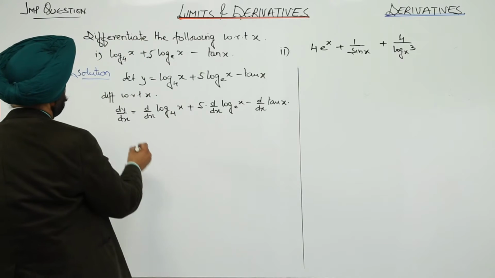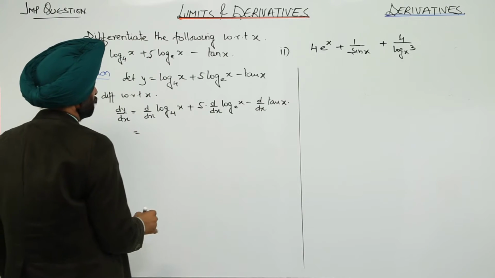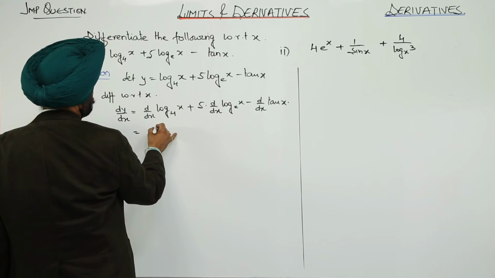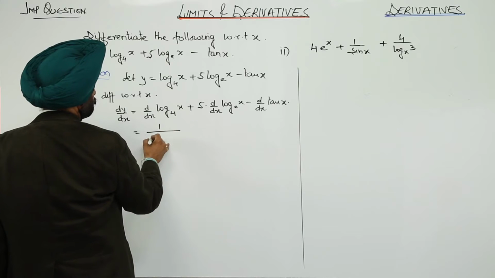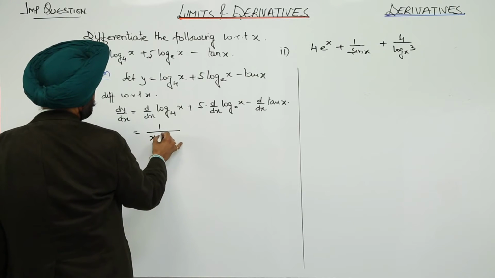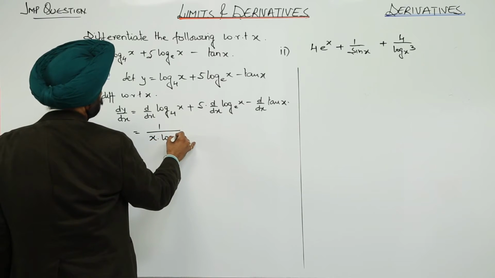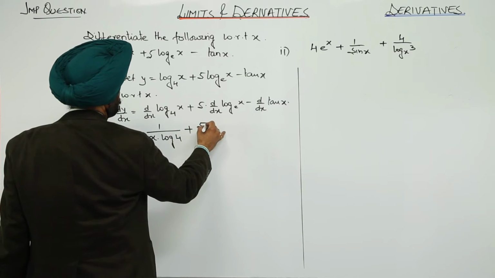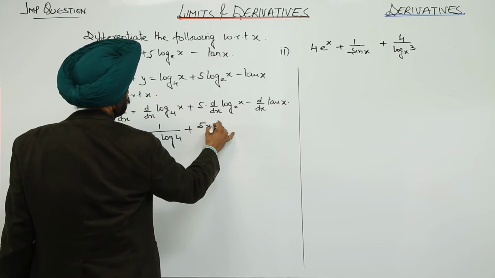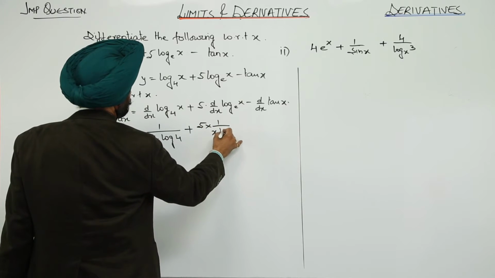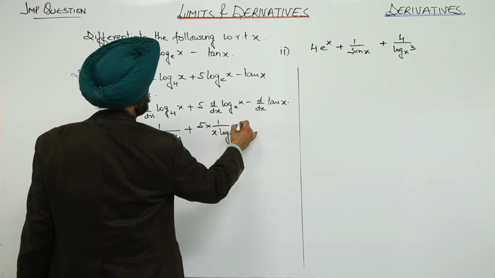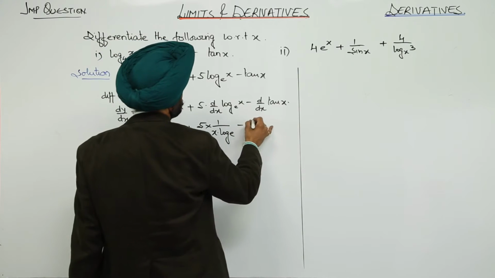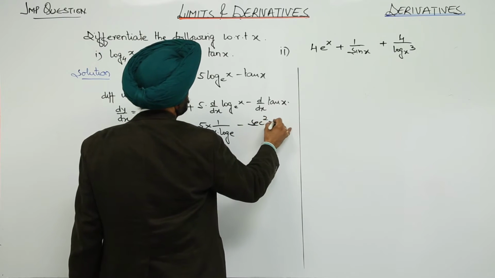Okay. Now this becomes, now d by dx of log 4x, that is 1 upon x log 4, plus 5 times 1 upon x with log e, minus secant square x.